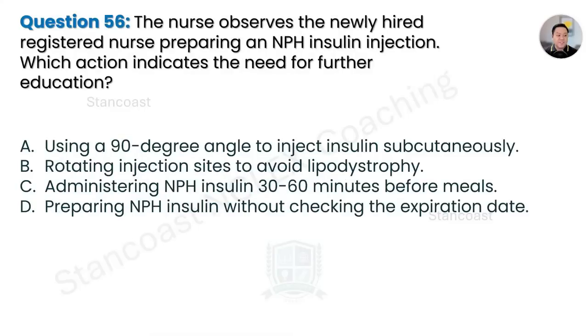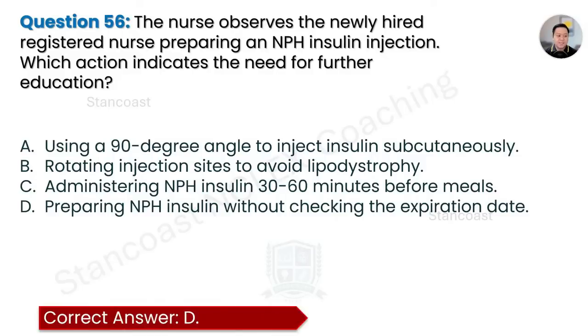Let's have number 56. The nurse observes the newly hired registered nurse preparing an NPH insulin injection. Which action indicates the need for further education? A, using a 90-degree angle to inject insulin subcutaneously. B, rotating injection sites to avoid lipodystrophy. And C, administering NPH insulin 30 to 60 minutes before meals. And D, preparing NPH insulin without checking the expiration date.